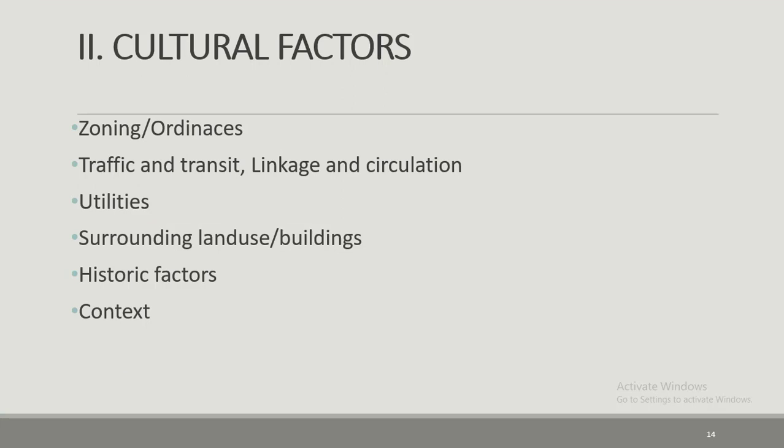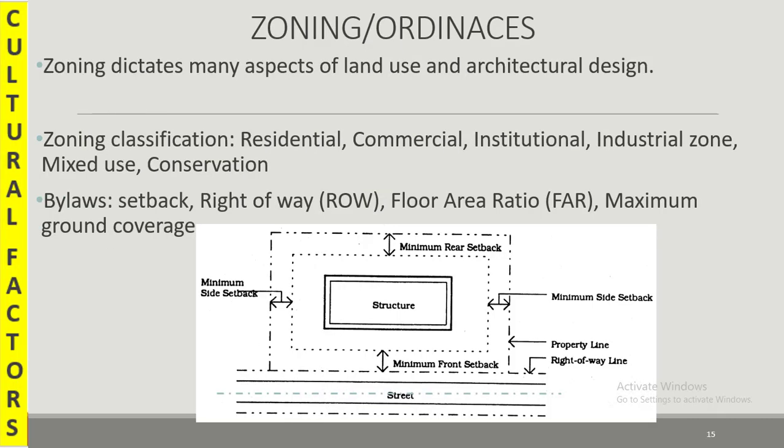After natural factor, we analyze following in cultural factors: zoning and ordinances, traffic and transit, linkage and circulation, utilities, surrounding land use and buildings, historic factors, context. Zoning dictates many aspects of land use and architectural design. An area may be classified into residential, commercial, institutional, industrial zone, mixed use or conservation zone.